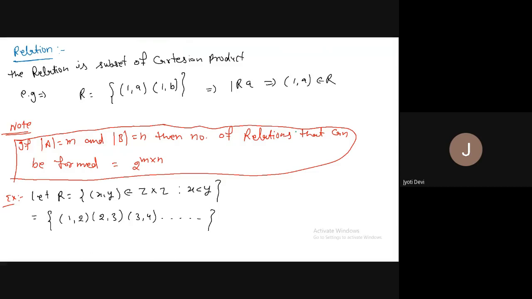Okay, relation. What do you understand by looking at this slide?